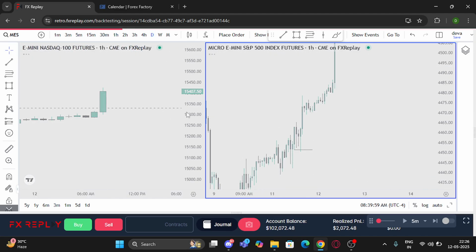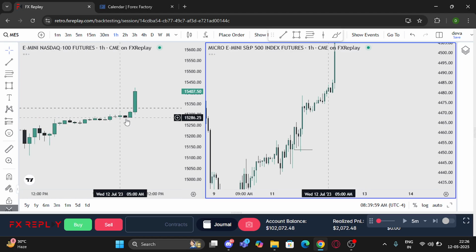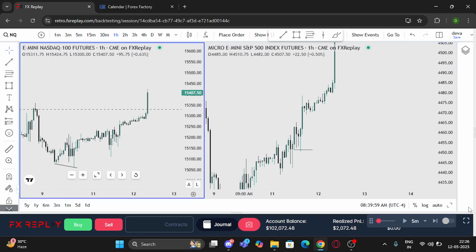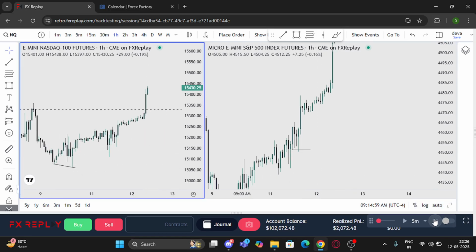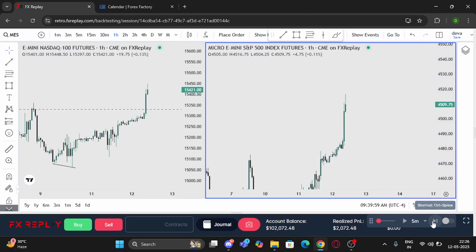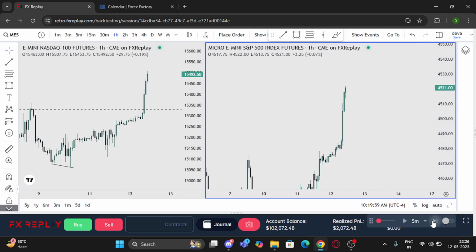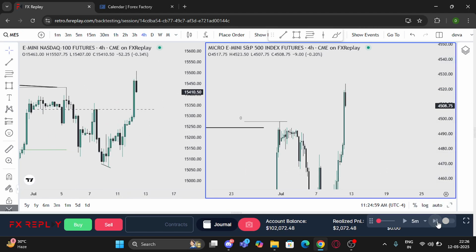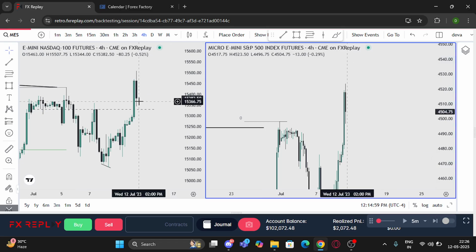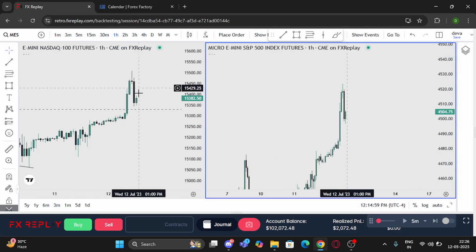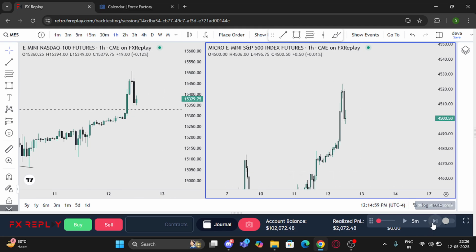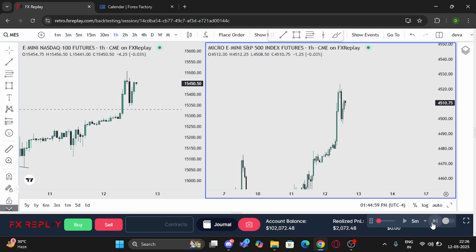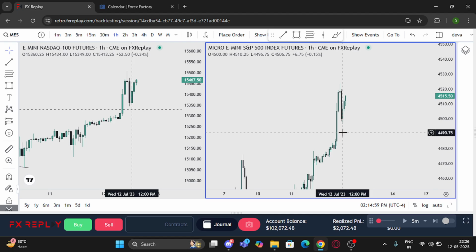Alright, so CPI just distributed, right? I think there is no way to trade this. Absolutely no way, bro. Like, how can I just trade this? I won't be trading the PM session, honestly. I don't want to trade this.